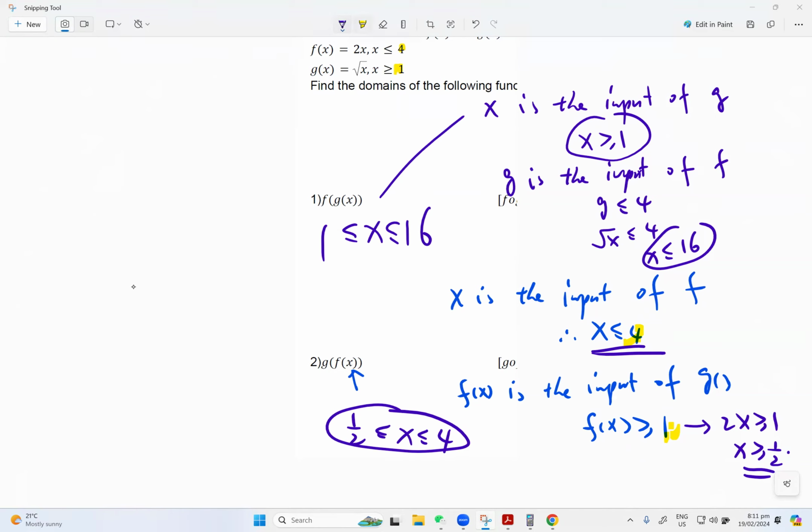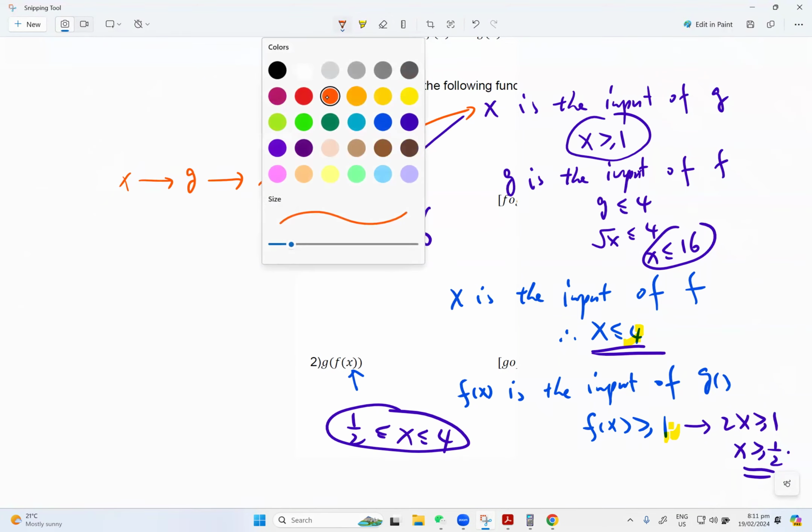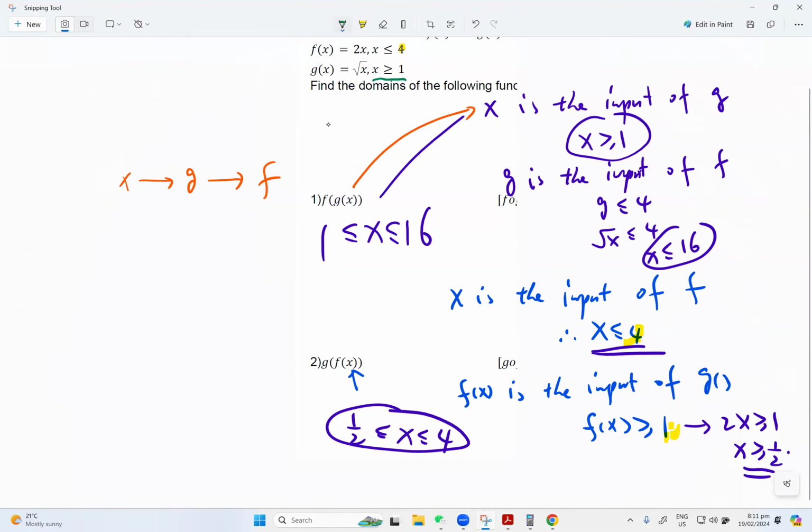For example, this is a function, right? You input x into G, and the output you put into F. That's why x is the input of G. But we have a requirement for the input of G: x must be bigger than or equal to 1. That's why we need x bigger than or equal to 1, because in the question, they told you that.